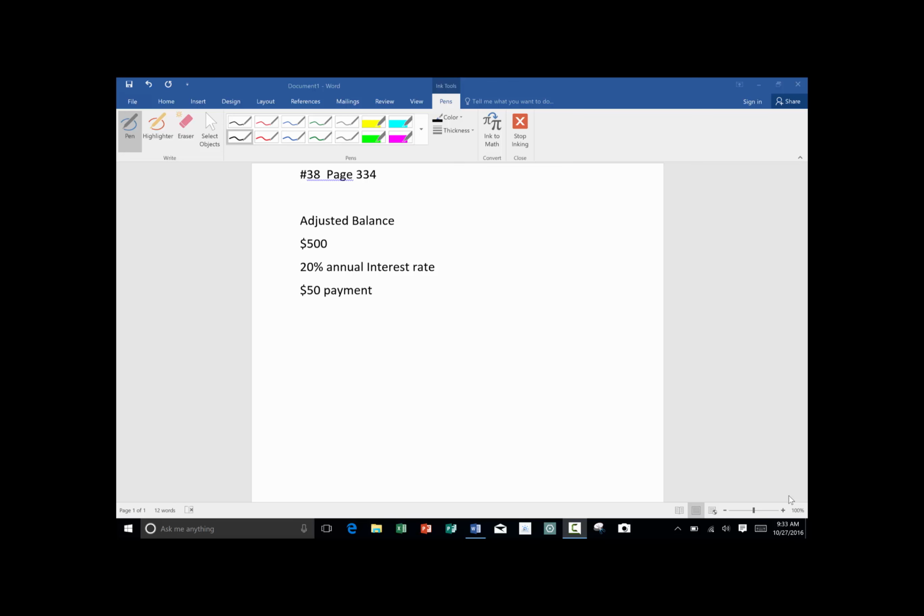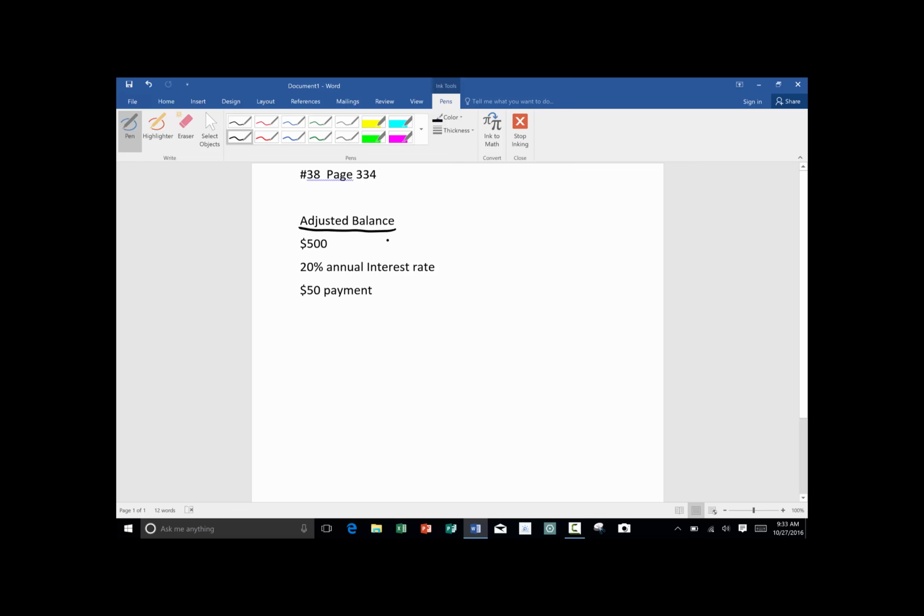This is number 38 on page 334. It uses the adjusted balance method. So we're going to take a look at this one and we're going to follow the procedures. In adjusted balance, the finance charge is based on the adjusted balance.